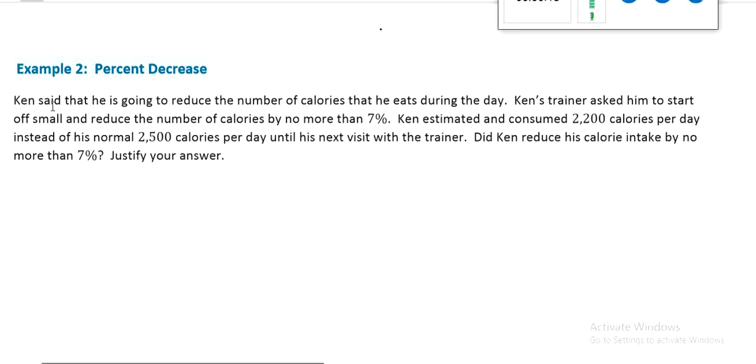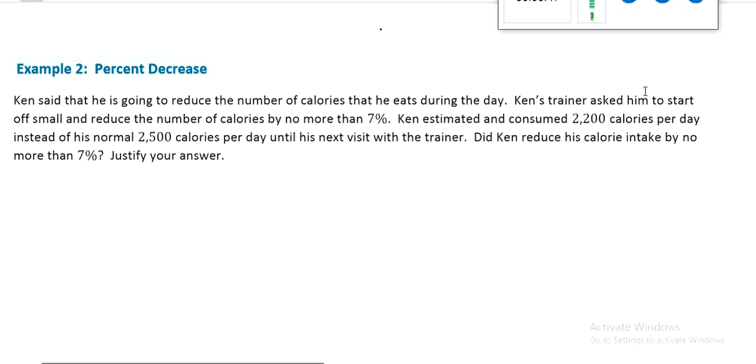So Ken said that he's going to reduce the number of calories that he eats during the day. Ken's trainer asked him to start off small and reduce the number of calories by no more than 7%. Ken estimated and consumed 2,200 calories per day instead of his normal 2,500 calories per day until his next visit with the trainer. Did Ken reduce his calorie intake by no more than 7%?